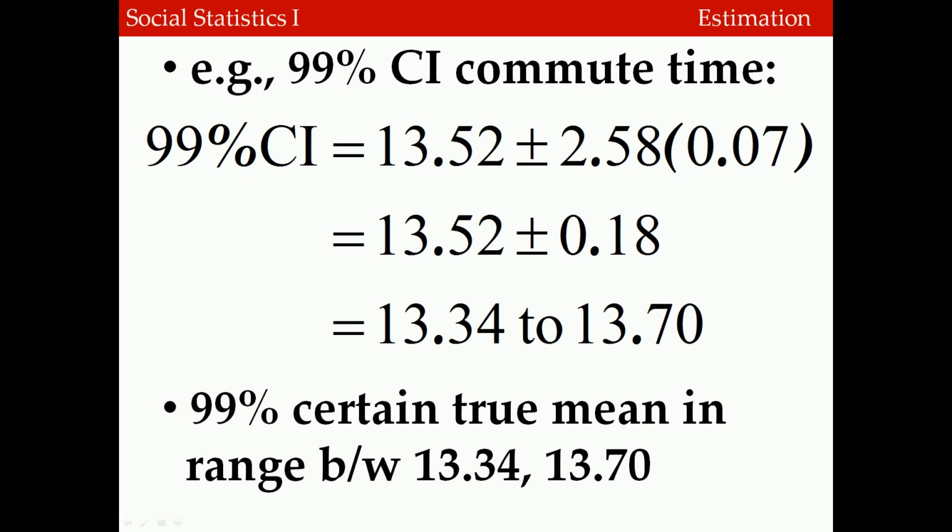Here we would take our sample mean, 13.52, add and subtract the product of the z-score, in this case 2.58, times our standard error, 0.07. This time, instead of getting a value of 0.14, we get a value of 0.18. When we add and subtract that to the sample mean, 13.52, we now get a range between 13.34 and 13.70. To interpret that, we would say that we're 99% certain that the true mean education is somewhere between 13.34 and 13.70.